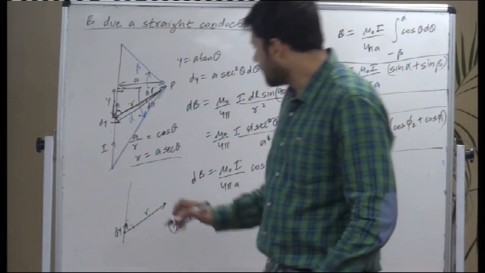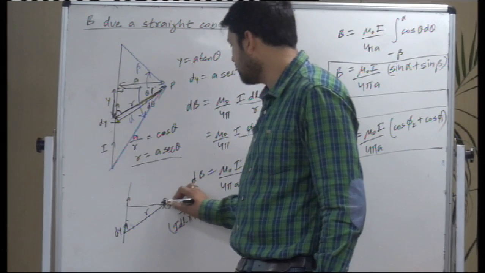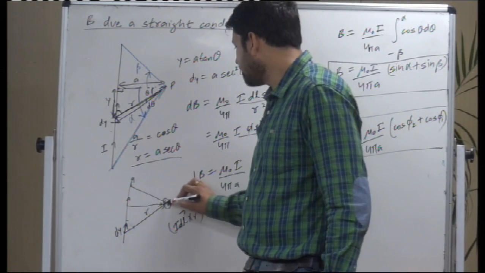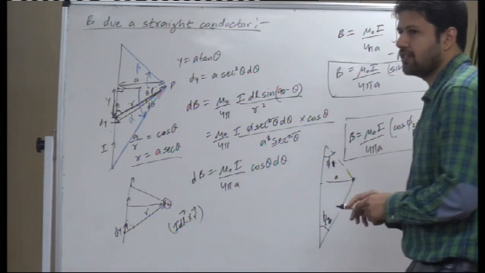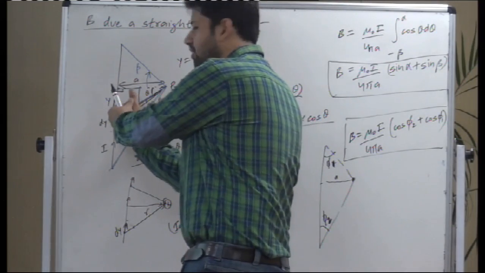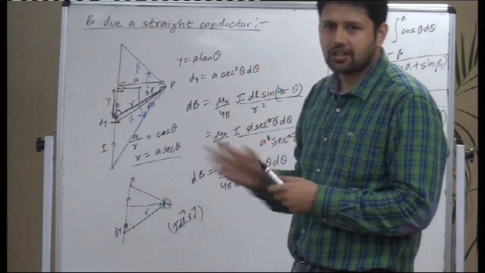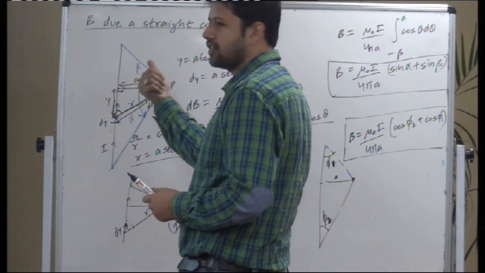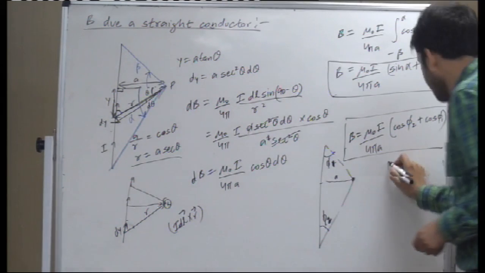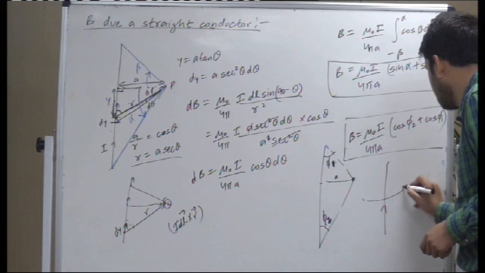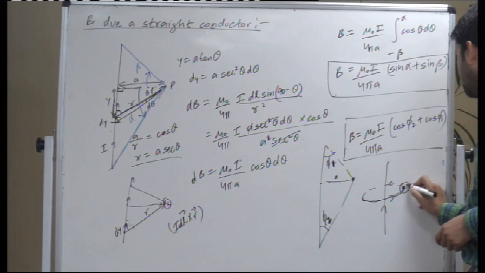For this small element, the field here is inward. For this small element, the field would again be inwards. For another element, it would be inwards. So the net field would be inwards, and we modify our right hand thumb rule. Point the thumb in the direction of your current, and curl the fingers. So magnetic field lines would be going like this. You already know this. At this point the field would be inward.